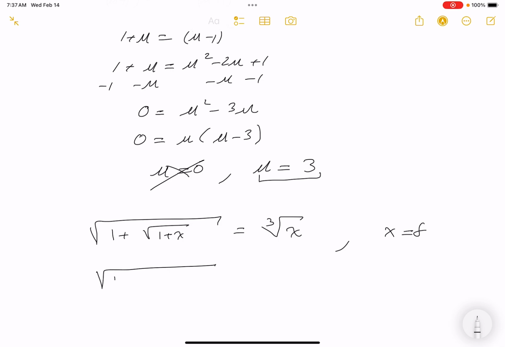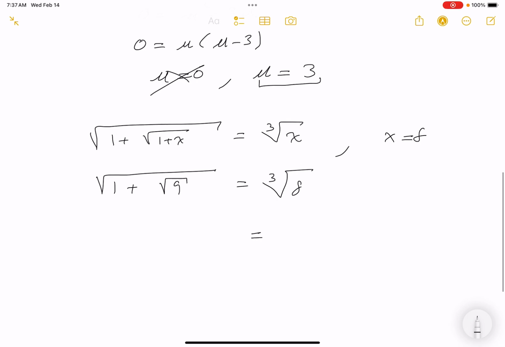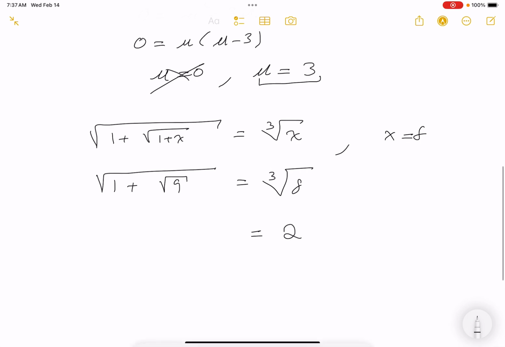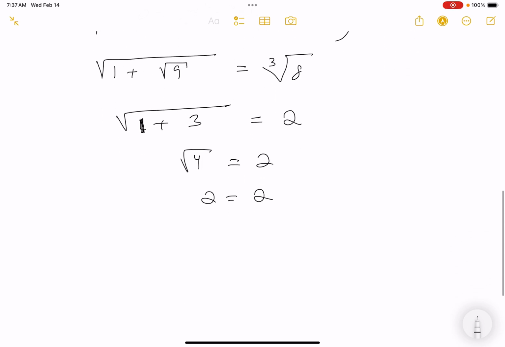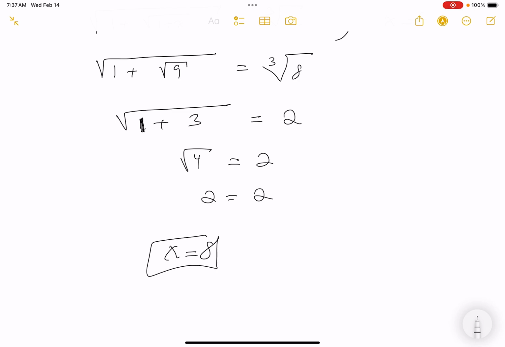Let's check it out. You get 1, then you get the root. Well, 1 plus 8 is 9, and it's gonna be the cube root of 8. Well, the cube root of 8, this is the principal root, is 2, and this is gonna be the square root of 1 plus the square root of 9, which is 3. Now, 1 plus 3 is 4, and this certainly does make sense, all right? So my answer is x equals 8. That's my final answer, right? It's the only solution to the problem.